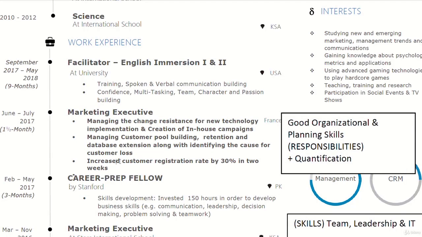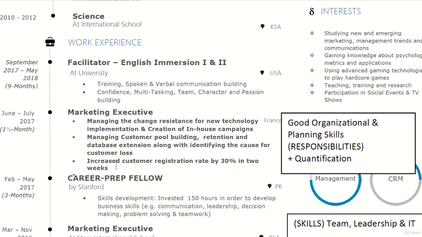Here I have written that I managed the change resistance for new technology and implementation, and did some creation of in-house campaigns. I managed some customer pool building, retention, and database extension, and as a whole, I increased the customer registration rate by 30% in 2 weeks.